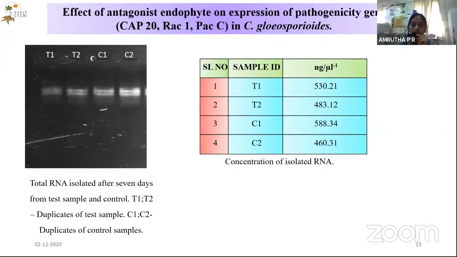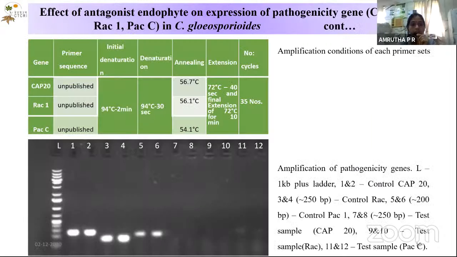We did an expression study for CAP20, RAC1 and PAC-C genes in Colletotrichum gloeosporioides upon endophyte inoculation. These are the results. These are the amplification conditions, and we could see that in the control samples there was amplification for CAP20, RAC1 and PAC-C genes. But in the test sample, that is Colletotrichum gloeosporioides co-inoculated with endophyte, we did not get any amplification, but PAC-C is expressed, you can see light bands there.